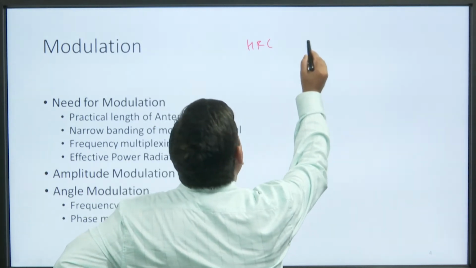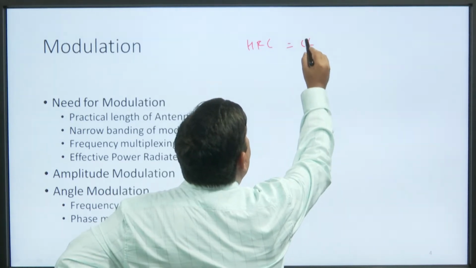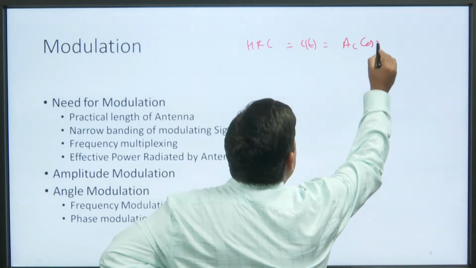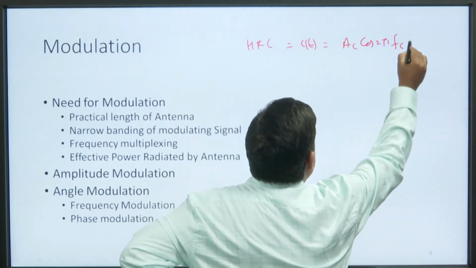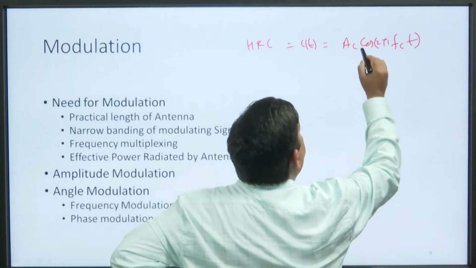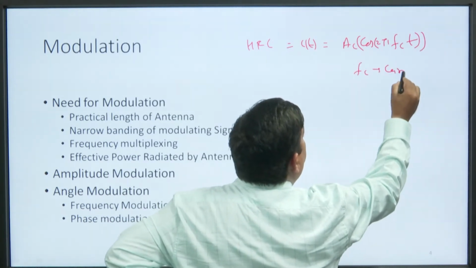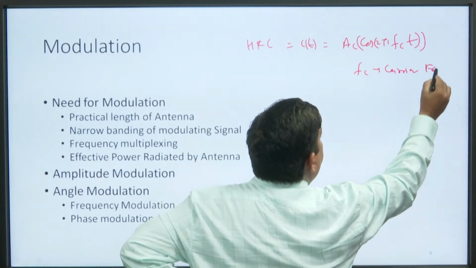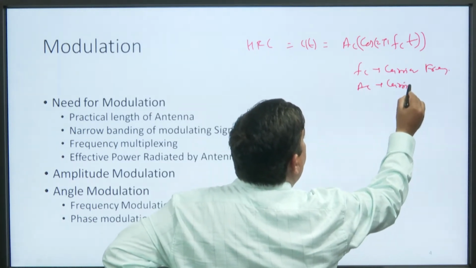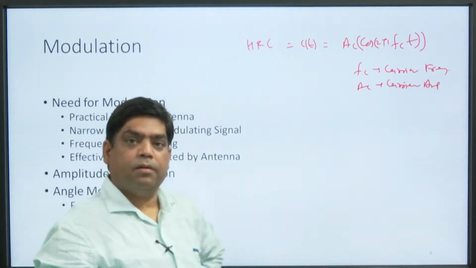that is there is a signal, suppose carrier c(t) equals to Ac cos 2 pi fc t. Suppose this is the high frequency carrier, fc is the carrier frequency and Ac is carrier amplitude, and it is a sinusoidal signal we have taken.